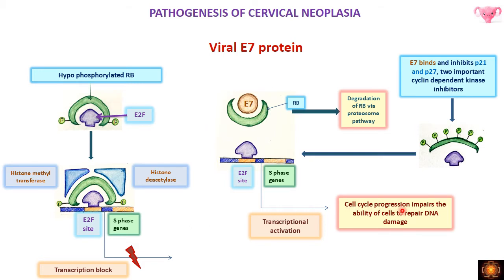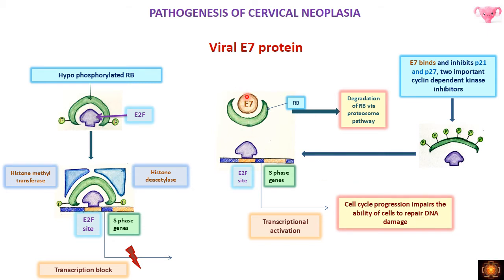So we have cell cycle progression, and when only E2F is present, this cannot recruit the substances which are required for the DNA repair. Like we have seen here, if it's present in a complex with the RB, then we have the recruitment of histone deacetylase and histone methyl transferase, which are useful for the DNA repair. So if it is not present in the complex, it cannot recruit those substances. So you have a defect in the DNA repair. So you have a cell cycle progression, and also you have an impaired ability of the repair of the DNA.